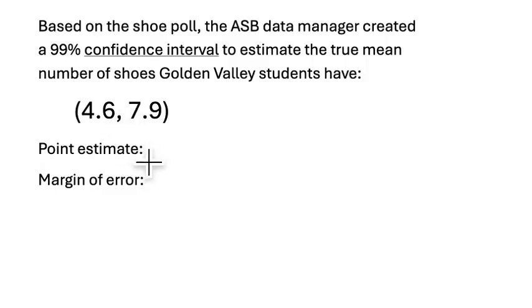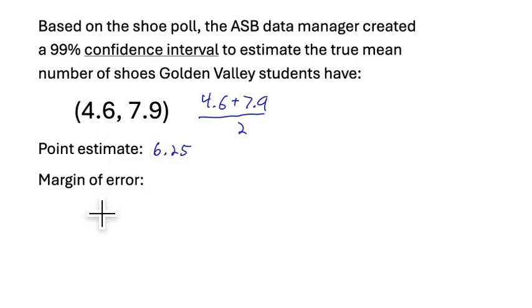Now the point estimate is in the middle of this interval, so if we needed to calculate that from an interval like this, we would add the two values on the endpoints of the interval and divide by 2. And when we do that, we get our 6.25 pairs of shoes. That's our point estimate, and it's in the middle of these two endpoints.